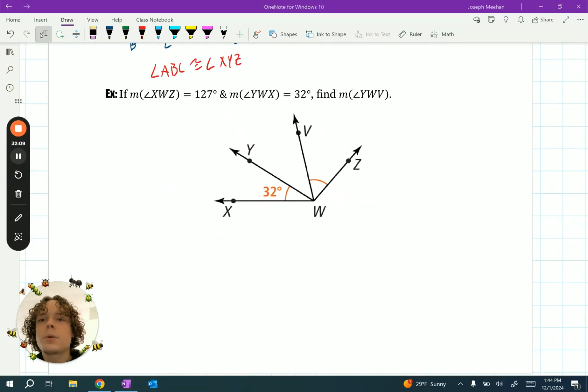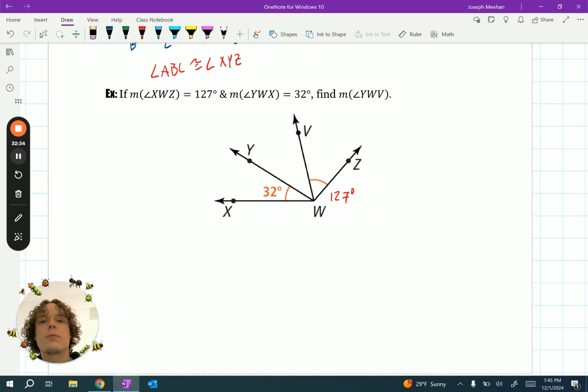All right. So this problem here says the measure of XWZ is 127 degrees. XWZ is this largest angle right here. I'm going to write that off to the side. So it's that red arc, and it's 127 degrees. It also says the measure of YWX is 32 degrees. Find the measure of YWV.